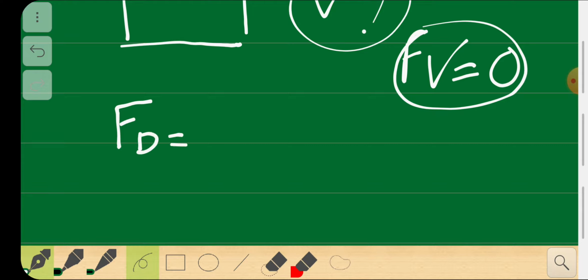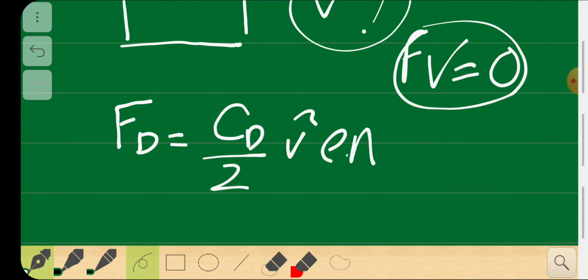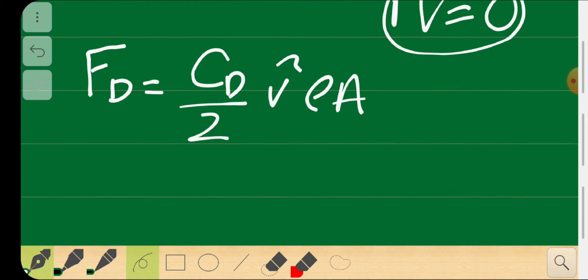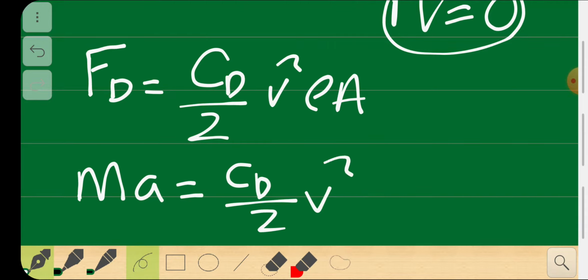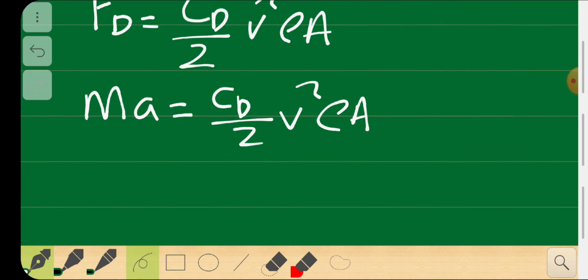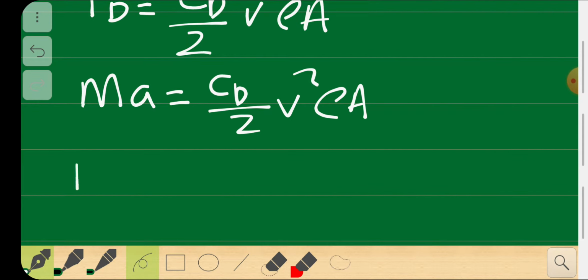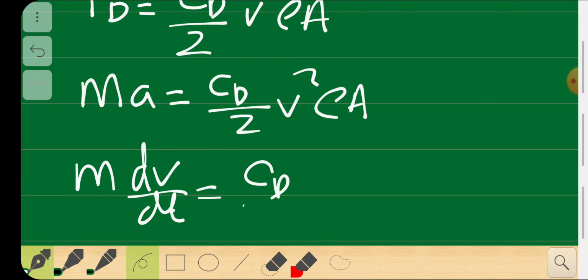Okay, so if that's the case, then we can say Fd must be equal to Cd by 2 times V square rho A, right? It's the same equation. Now, using the equivalence principle, I can say force F must be equal to Ma, which must be equal to Cd by 2 V square rho A. Now what I can do is write it down like that: m times dv by dt, since a is dv by dt, equals Cd by 2 V square rho A.